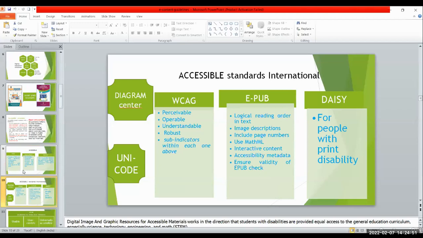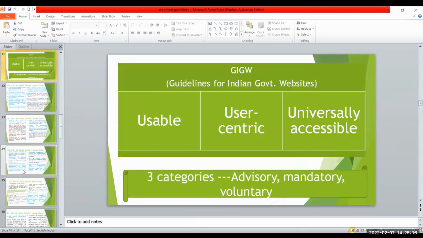Thank you. So what are the accessible standards? For accessible content, we have standards which are given by various organizations. Say, for example, we have WCAG guidelines. We have guidelines for EPUB as well. We have guidelines for persons with disabilities. And when I'm talking about persons with disabilities, the DAISY format is the most usable and most popular format across the globe. And we also have guidelines given by Indian government, which is called GIGW.